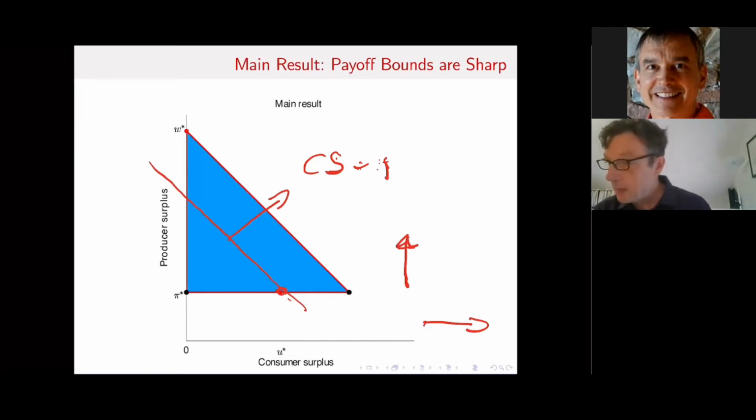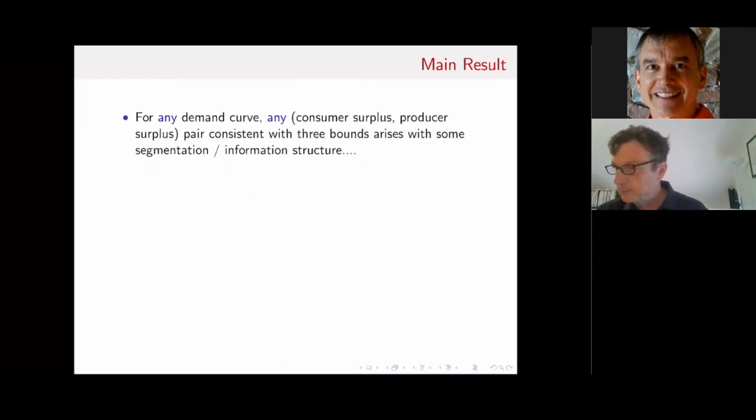Good. What we see from this picture is that, starting out at the point of no information, there will always be directions in which we can increase not only producer surplus, but also social welfare and also consumer surplus. So a priori, we cannot say that more market segmentation will lead to depression of social surplus or consumer surplus, though the possibility clearly exists.